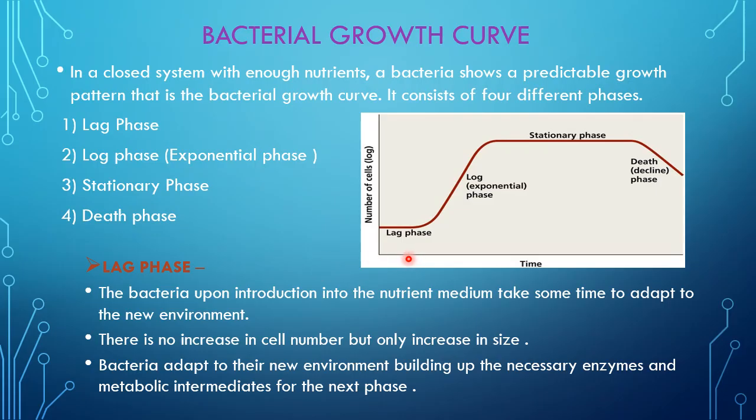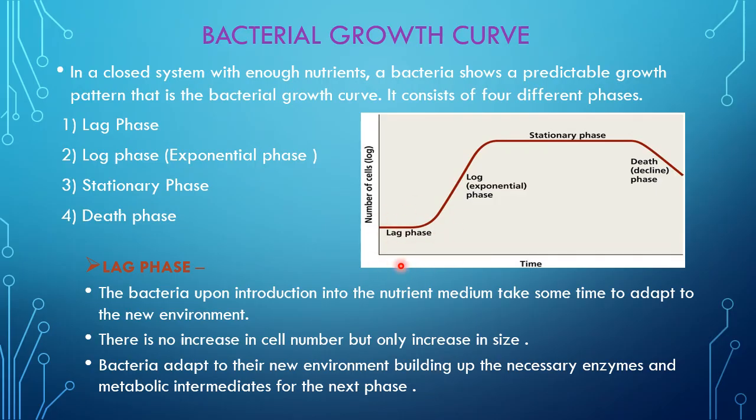First is lag phase. The bacteria upon introduction into the nutrient medium take some time to adapt to the new environment. There is no increase in cell number but only an increase in size. Bacteria adapt to their new environment, building up the necessary enzymes and metabolic intermediates for the next phase. Lag phase is also called the adjustment phase.